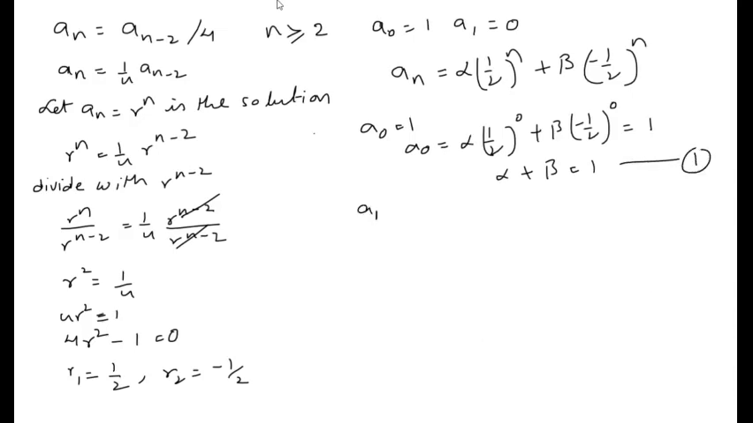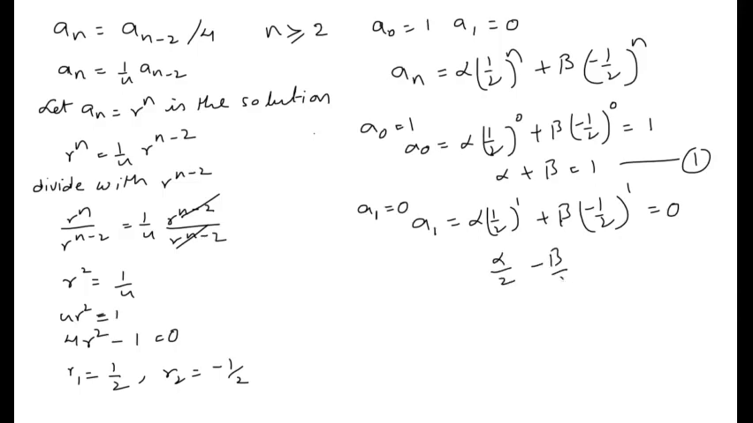Similarly, we'll take a1 is equal to 0. So in place of n, we are going to substitute 1. So we are going to get a1 equal to alpha into 1 by 2 whole power 1 plus beta into minus 1 by 2 whole power 1 is equal to 0. So we are going to get alpha divided by 2 minus beta divided by 2 is equal to 0. So it is alpha minus beta is equal to 0. And one more equation we have already got, that is alpha plus beta is equal to 1.